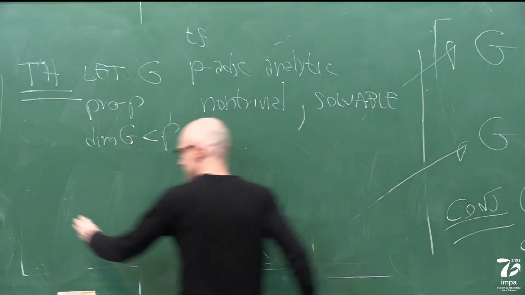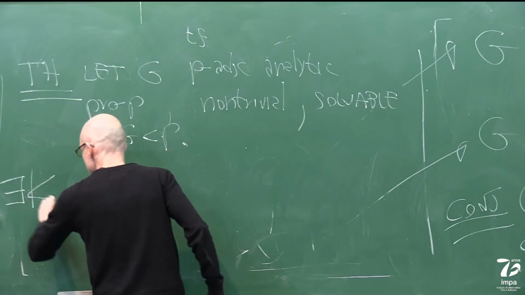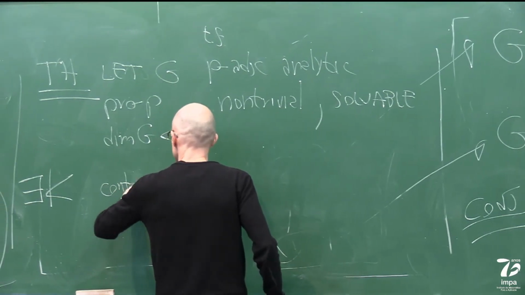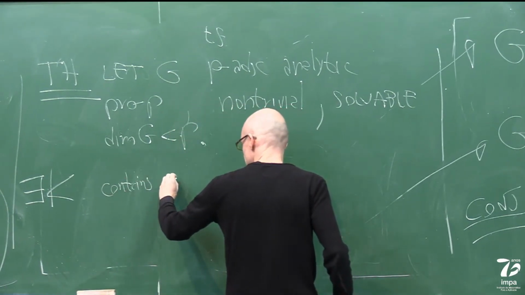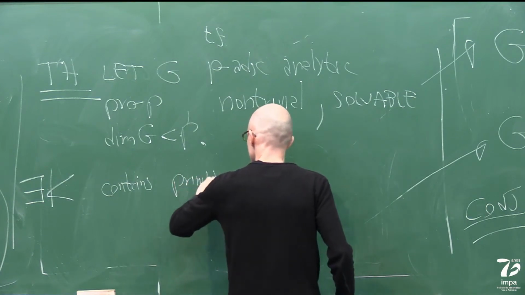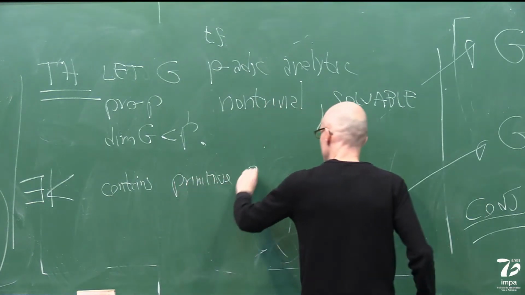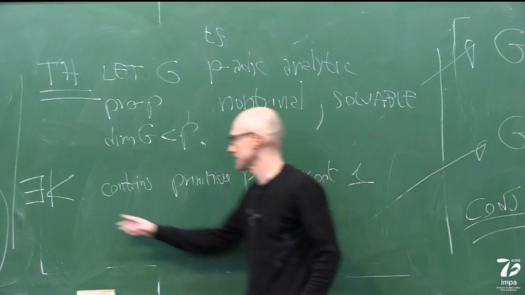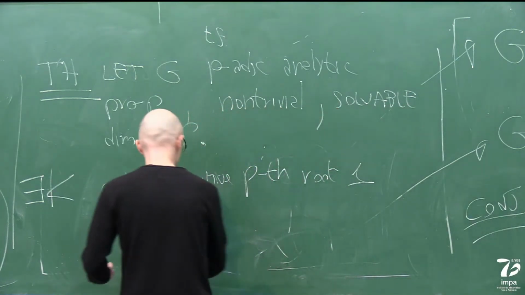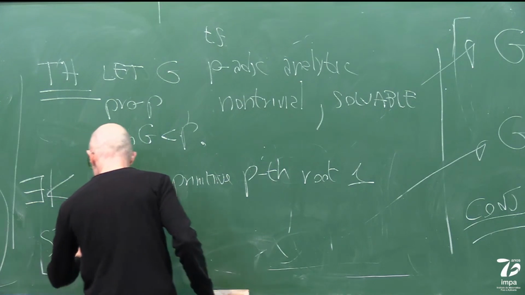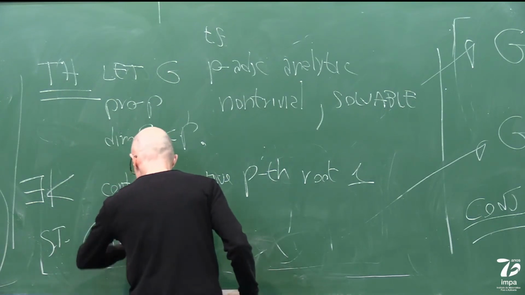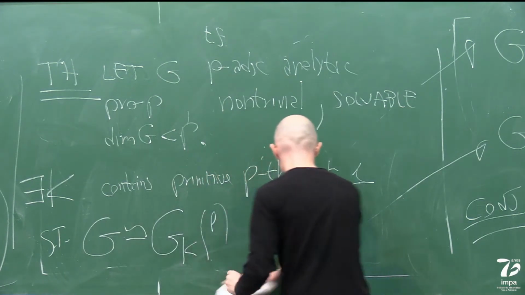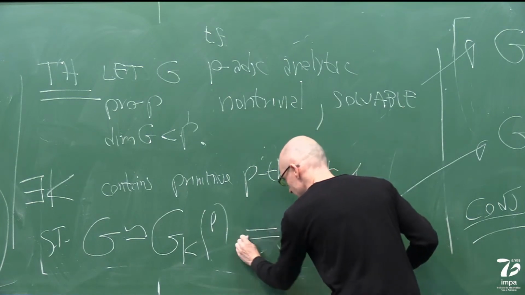Okay, then I say that there exists K, a field that contains, here I have a technical condition as well, a primitive pth root of 1. In particular, the characteristic is not p, such that G is isomorphic to G_K(p), if and only if.